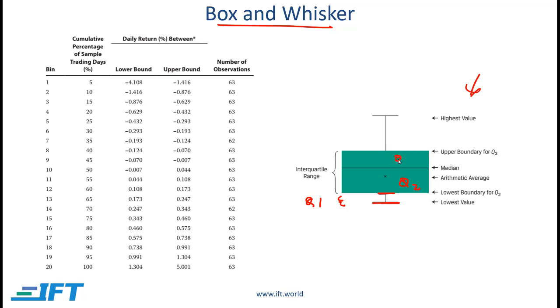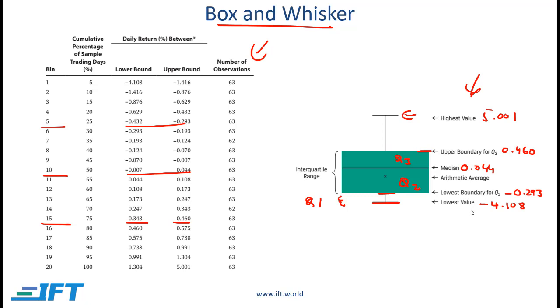Then we have quartile 3. So this is the lower boundary of quartile 3, and the upper boundary of quartile 3 is over here, and this is the highest value. Now, before you move on, I want you to look at this data, which is the same as what we had on the previous slide. And I want you to fill in these values, the lowest value, and then these boundaries, and the highest value. You don't need to do the arithmetic mean.